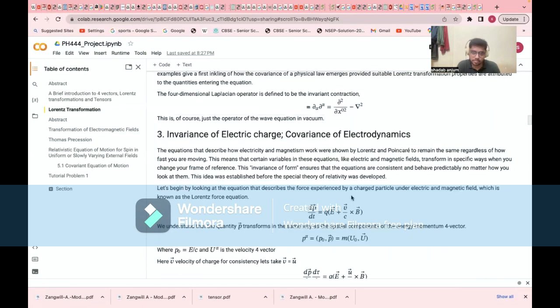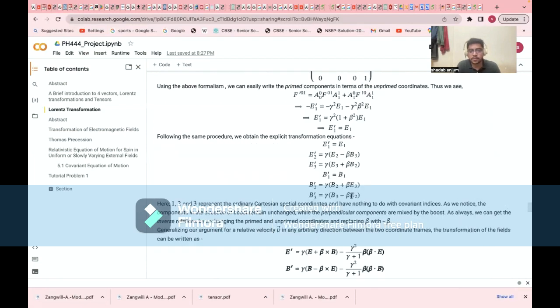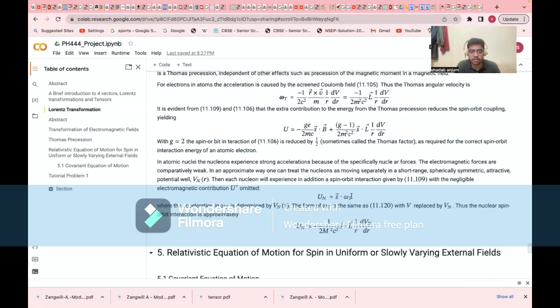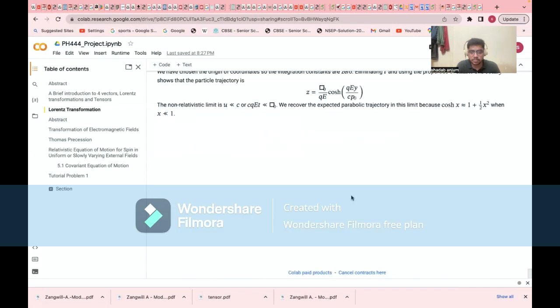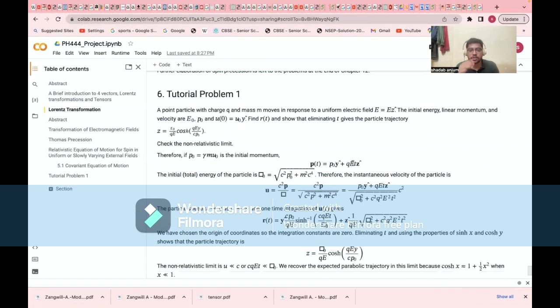So this was the introduction part, and I'll do the tutorial problem. The tutorial problem is that we have a point particle with charge small q, placed in an electric field E in the z direction, and the initial energy and momentum of the particle is along the y direction, that is u naught. We have to find the trajectory for the particle, and show that it's equal to this cosh thing.